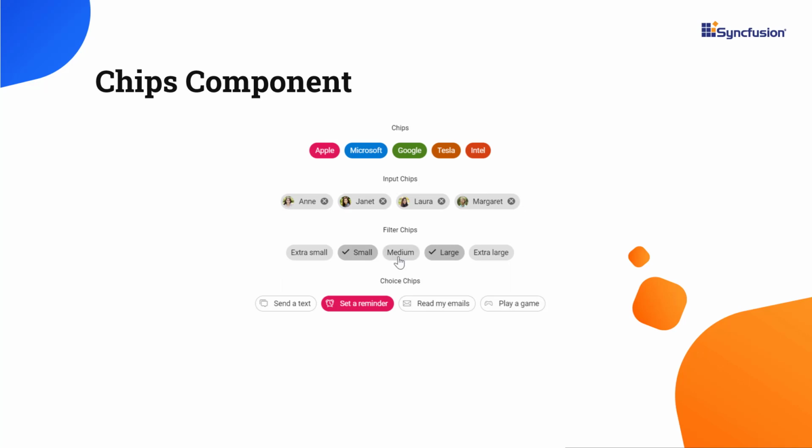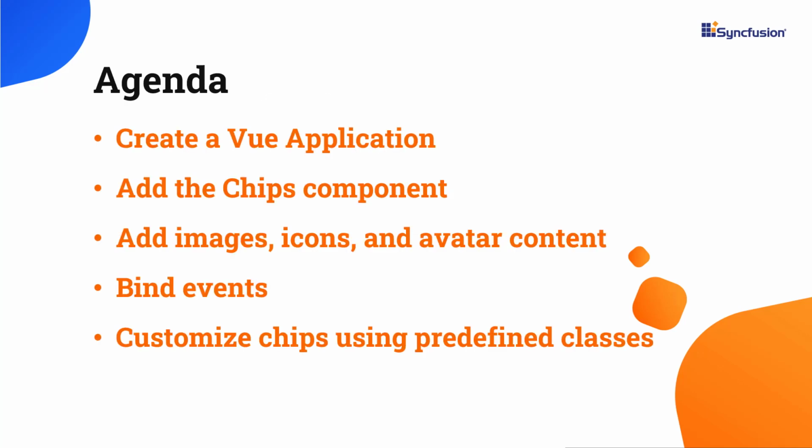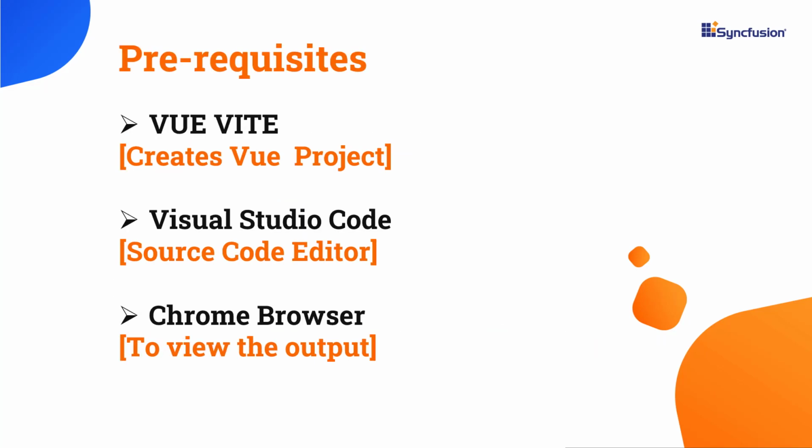The Syncfusion Vue Chips component is perfect for displaying blocks of text and executing small actions. In this video, I will show you how to add the Syncfusion Vue Chips component to a Vue app. I will also demonstrate adding images, icons, avatar content, and events to the component, and how to customize chips using predefined classes.